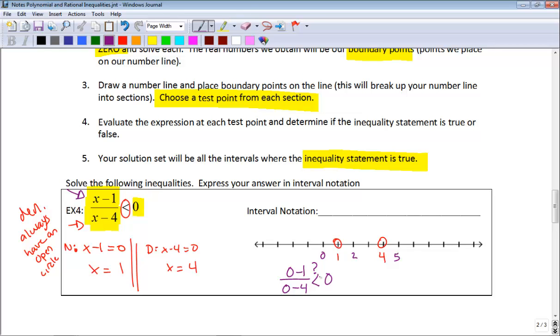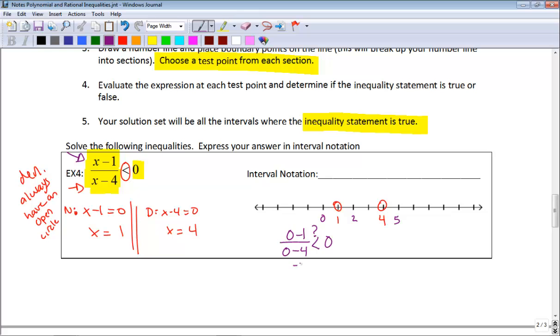I'm going to place a question mark because I'm checking. I don't know. So 0 minus 1 is just negative 1, 0 minus 4 is just negative 4, but the negative over negative cancels, so I have a positive 1/4. Is positive 1/4 less than 0? No, it's not. That's a false statement. Do the same thing with the number 2. Plugging in 2, 2 minus 1 over 2 minus 4. Is that a number that's going to be less than 0? Again, I put a question mark because I'm not sure.